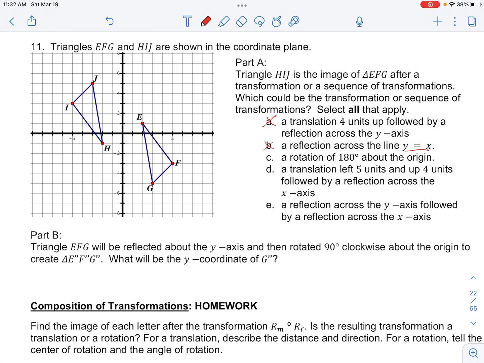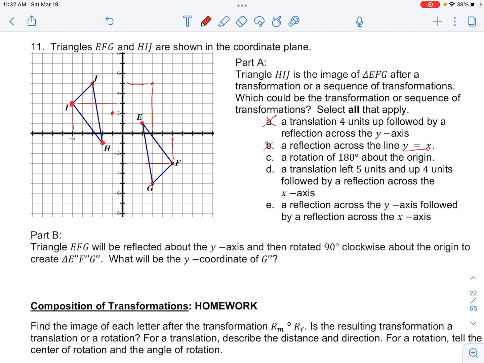So as you can see here, if we rotate E 180 degrees, so if we rotate it 90 degrees, it would come here. Then another 90 would come to point H. If we did the same for F, so F comes down 3 and out 5. So if we rotate it 90, it would come here. And then another 90 would bring it over here to point I.